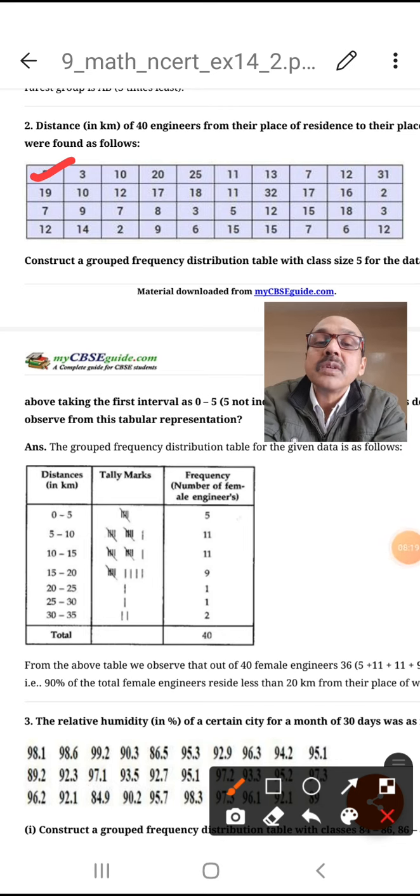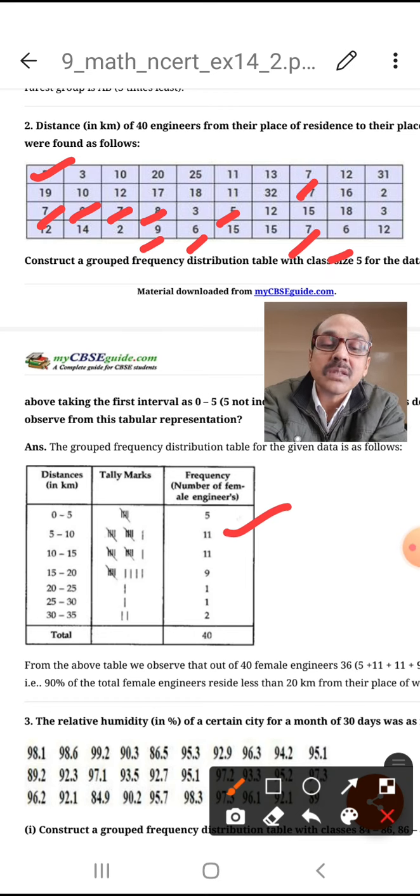So 5, then 5 to 9, 7 also can take for second group. So 5 to 9, 9 also there, then 7, then 8, then 9, then 6, 6, okay, 7, 7, 6, okay. Total 11. So the frequency between the interval 5 to 10 is 11 because 10 is not included.